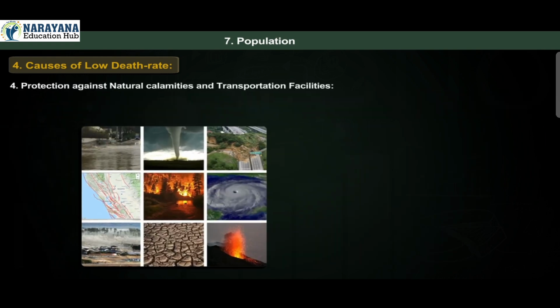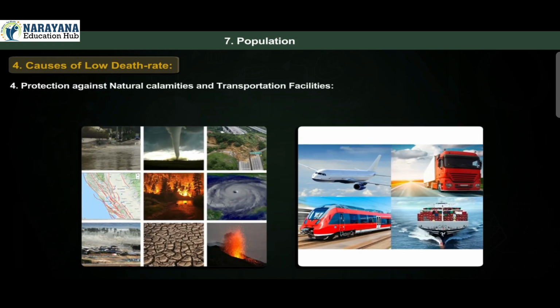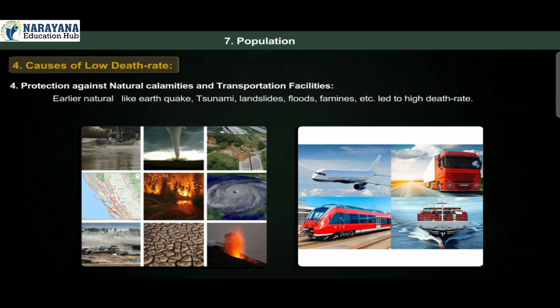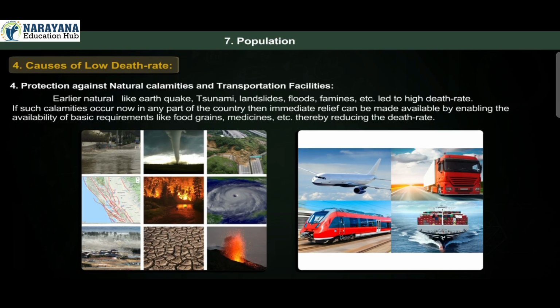Protection against natural calamities and transportation facilities. Earlier natural calamities like earthquake, tsunami, landslides, floods, famines, etc. led to high death rate. If such calamities occur now in any part of the country, then immediate relief can be made available by enabling the availability of basic requirements like food grains, medicines, etc., thereby reducing the death rate.